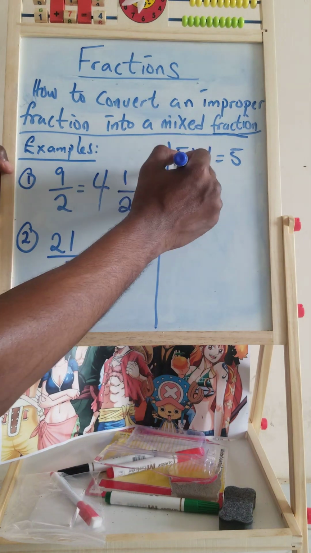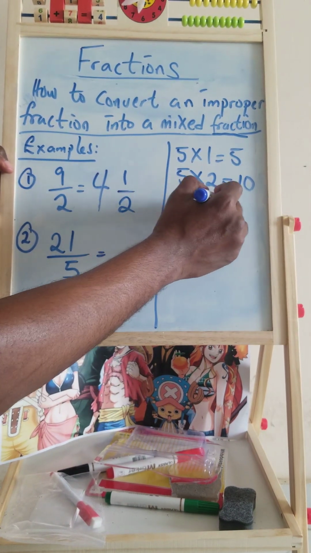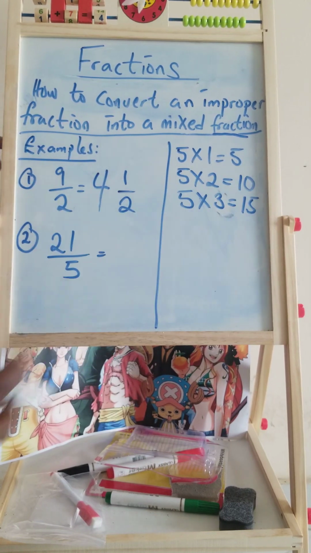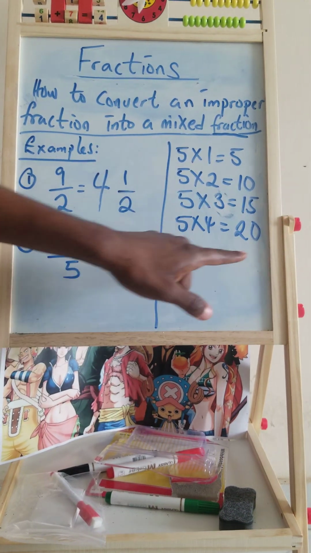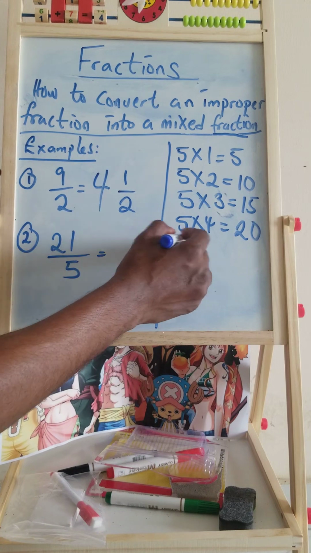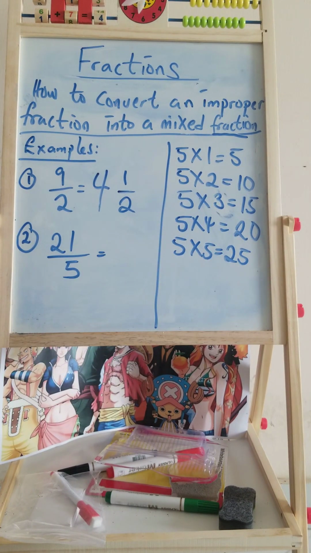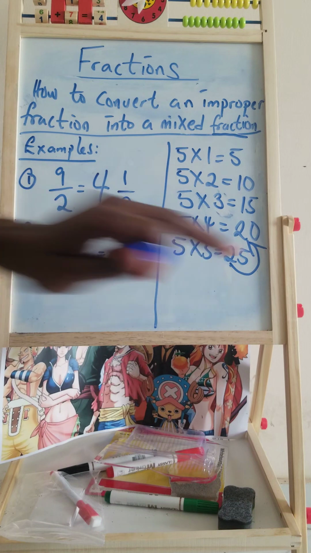So we'll move further. 5 times 2 is 10. Not 5 times 3. 5 times 3 is 15. We are still not there yet. 5 times 4 is 20. Looks like we are close because we are going to 21. So 5 times 5 is 25. Now look at this. 25 is more than 21. What do we do? We cannot use 25. So we go back to the previous multiple, which is 20.